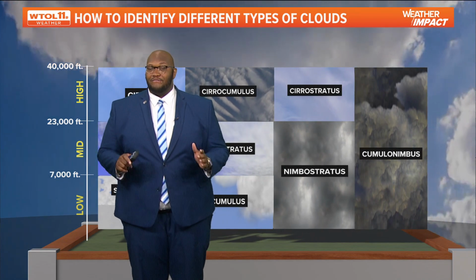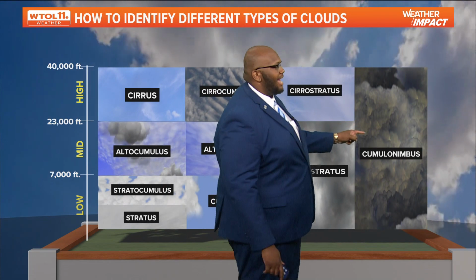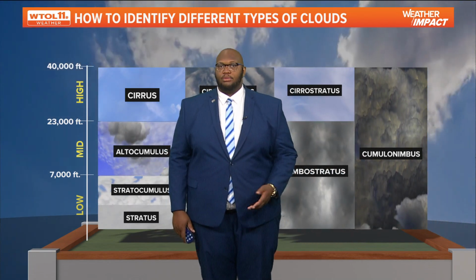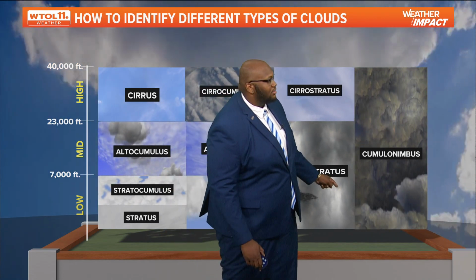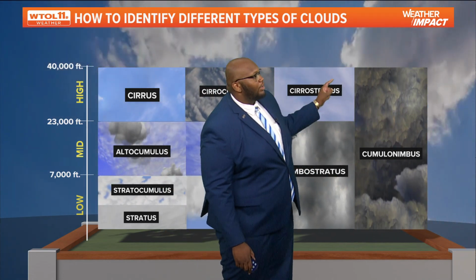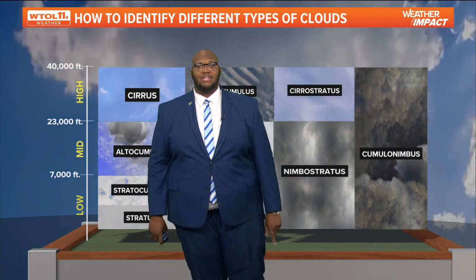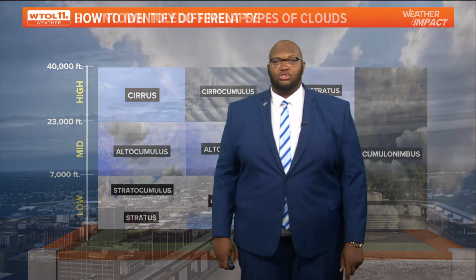And one of the most famous and popular ones is the cumulonimbus cloud. That is typically the one most associated with strong storms, severe storms, and even thunderstorms. That can range from anywhere down at 5,000 feet all the way up to 40,000, even 50,000 feet. And that's one of the most common clouds we typically see associated with strong storms.